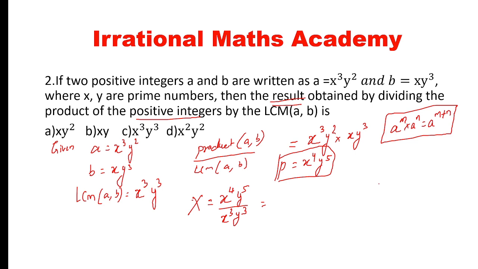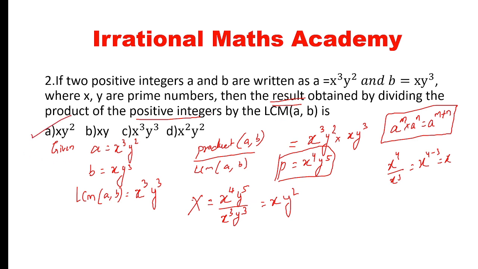So x power 4 means what do you get here? x power 4 by x power 3 means x power 4 minus 3, x we will get. And y power 5 by y power 3 means what will we get here? y square we will get. So our answer would be x y square. Remember here.